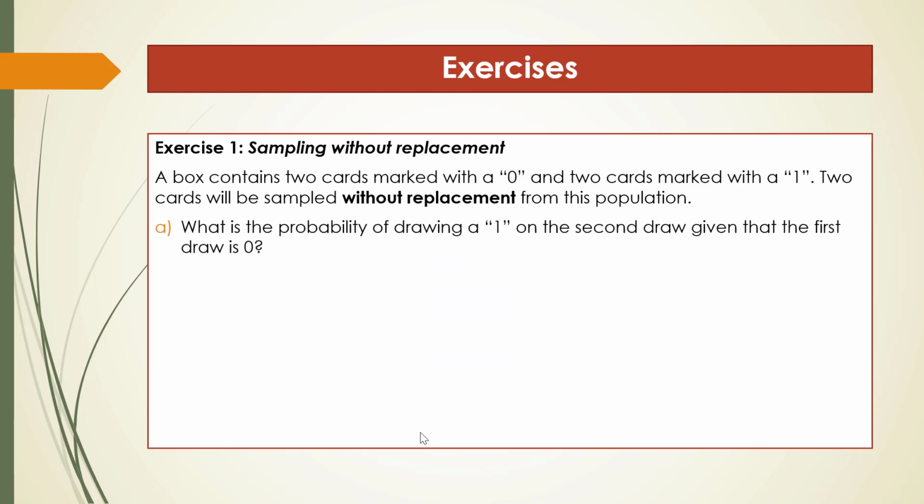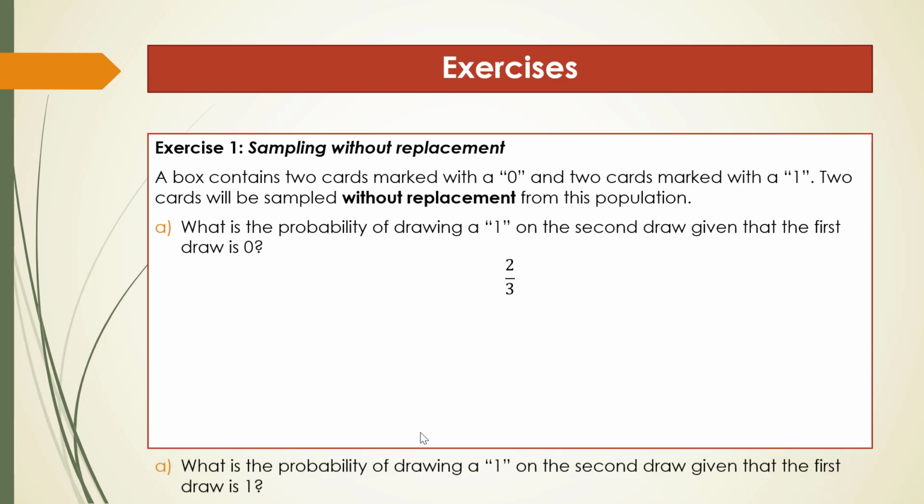What is the probability of drawing a 1 from the second draw given that the first draw is 0? So here, if the first draw is a 0, so we took 0 out, we have only 3 cards left, 1 zero and 2 number 1s. So the probability that the second draw is a 1 is 2 out of 3 because we have 2 cards of number 1 and 1 card of number 0 left. So the probability of drawing a 1 from the second draw given the first draw is 0 is 2/3.